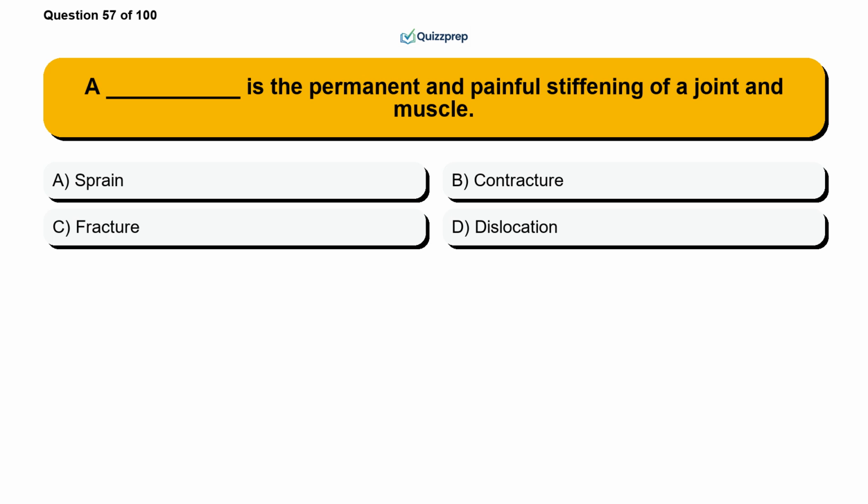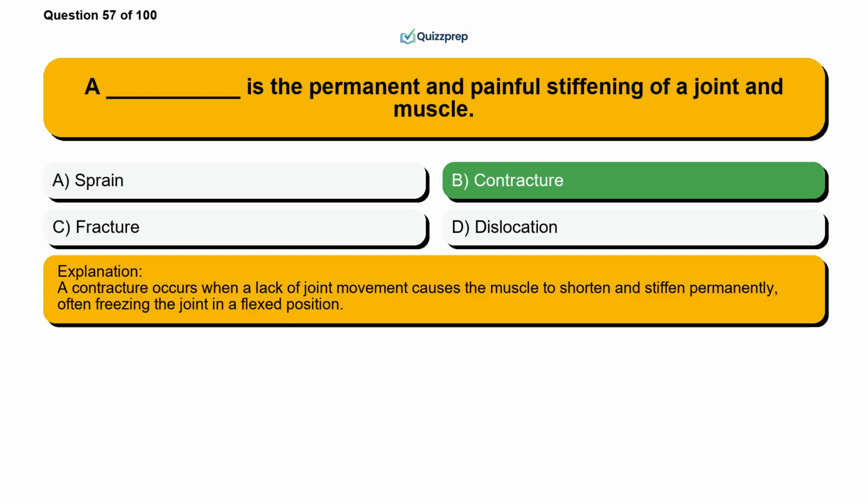Question 57. A blank is the permanent and painful stiffening of a joint and muscle. Option A, sprain. Option B, contracture. Option C, fracture. Option D, dislocation. The correct answer is option B, contracture. A contracture occurs when a lack of joint movement causes the muscle to shorten and stiffen permanently, often freezing the joint in a flexed position.